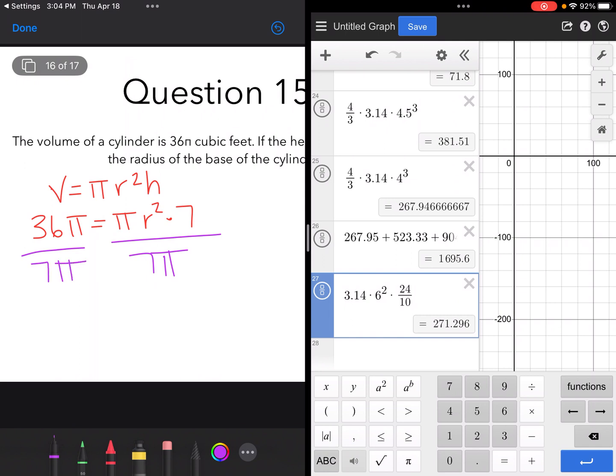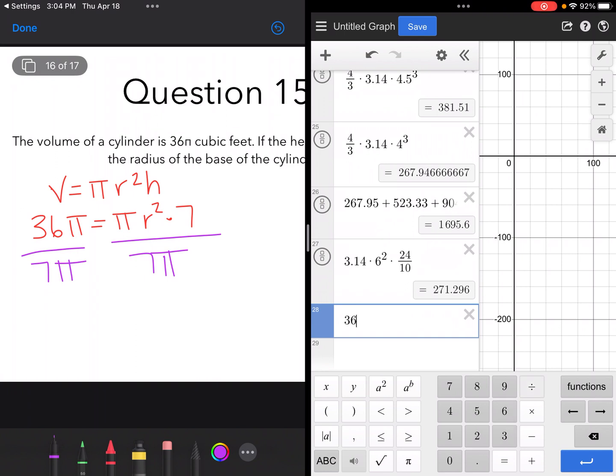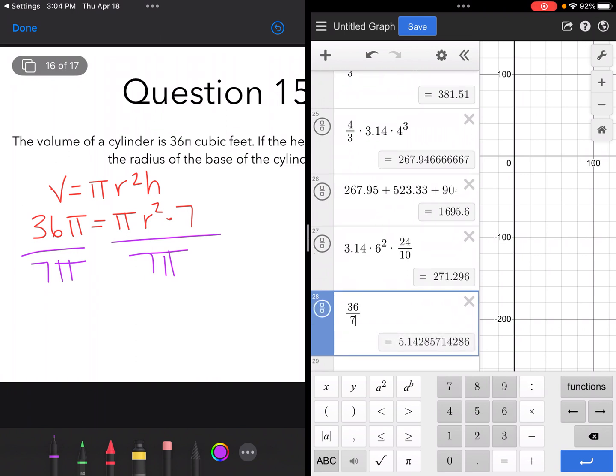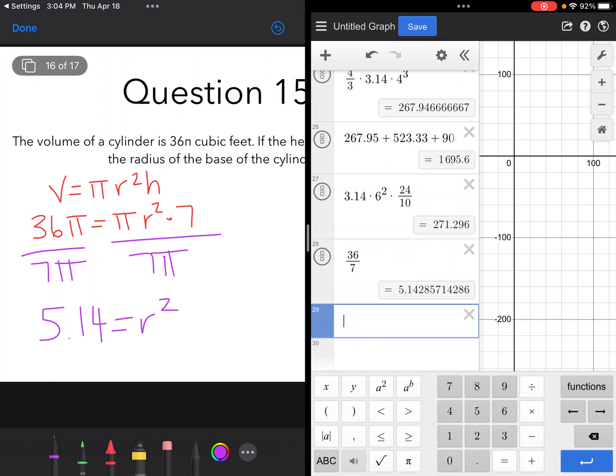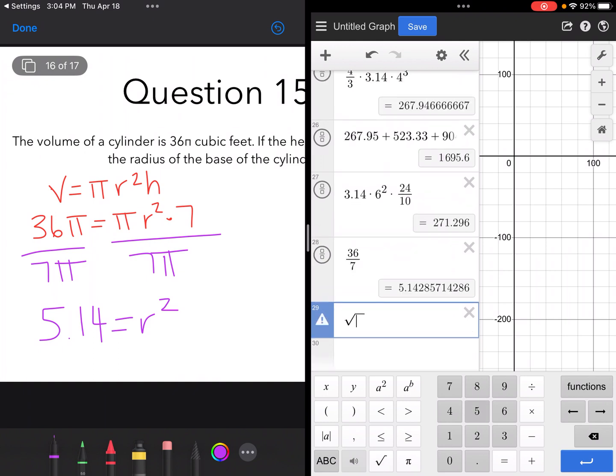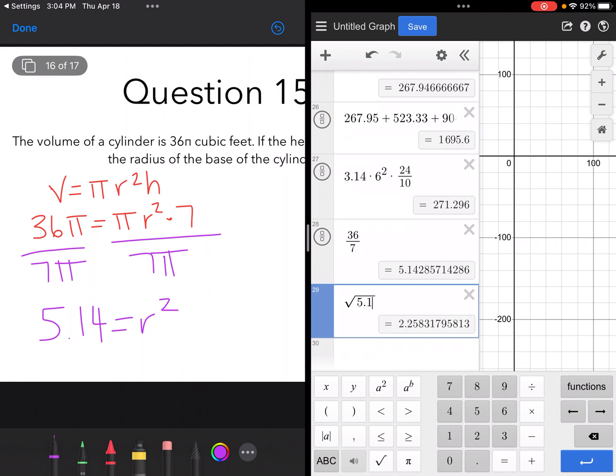So I'm left with, what's 36 divided by 7? And then to get rid of the radius squared, I have to square root it. And I get 2.3 for the radius.